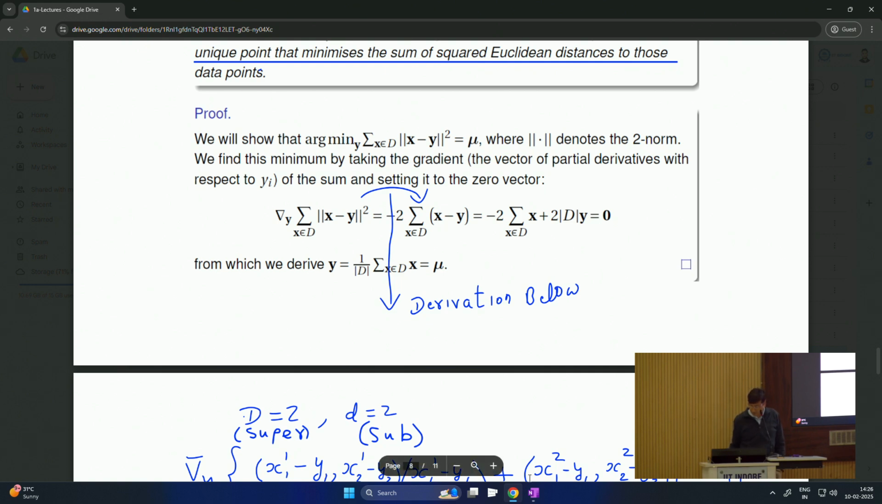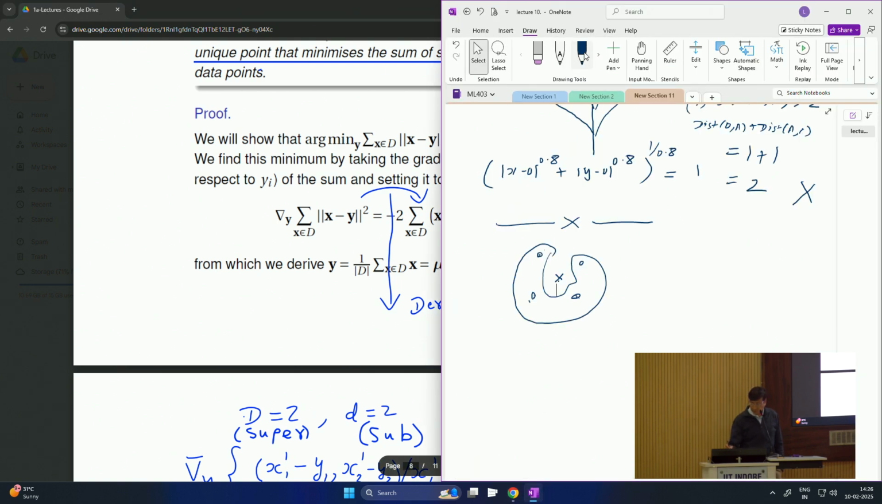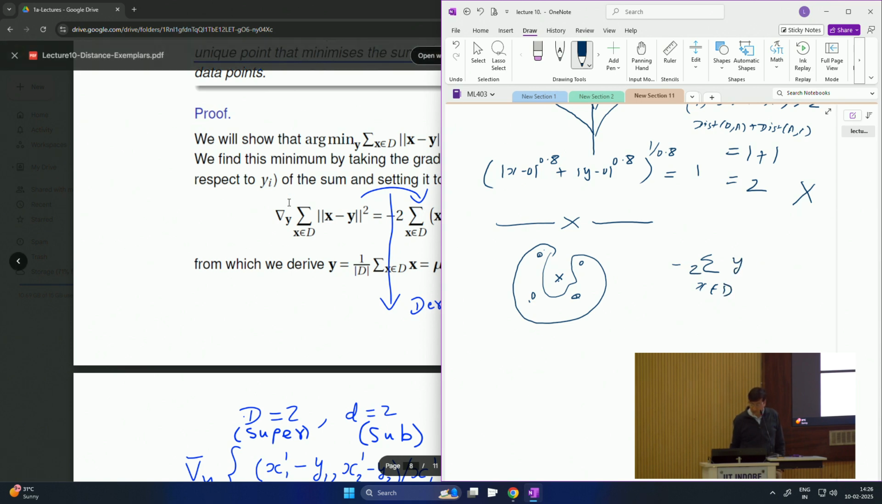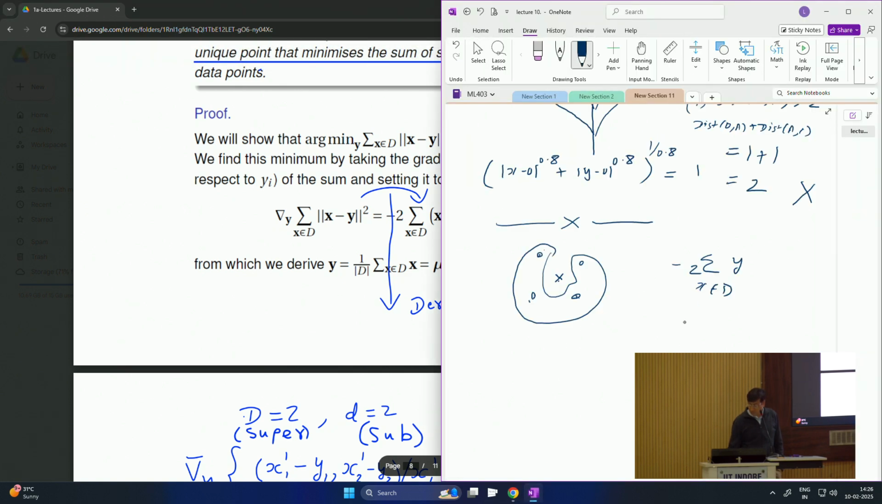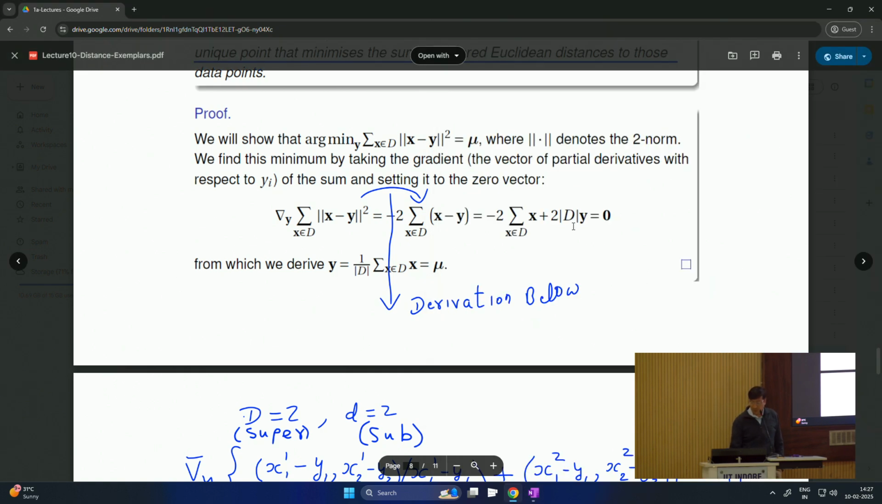You can think of it something like this. What you're doing is minus 2, x belonging to D, and then you're doing y here. Y is a vector, right? So minus 2y will come out, and this will be summation of 1 over x belonging to D. This is nothing but, if there are 10 points, equal to 10, because you're just adding those ones. Is that okay? So that is why we wrote this as the cardinality of D.